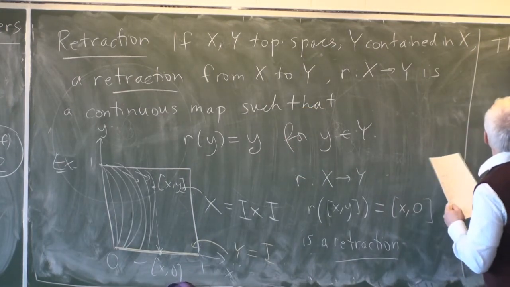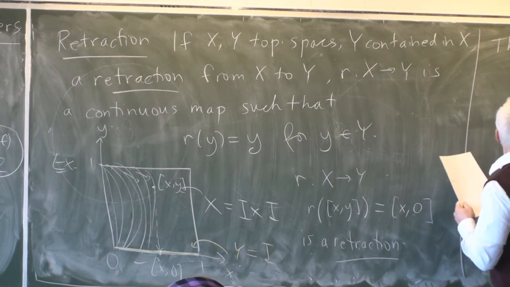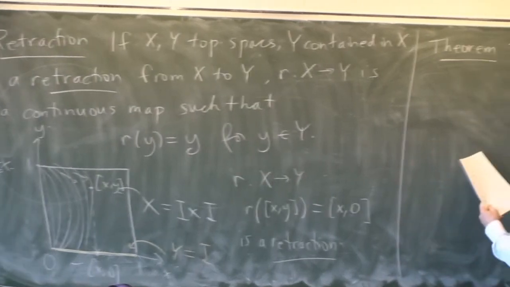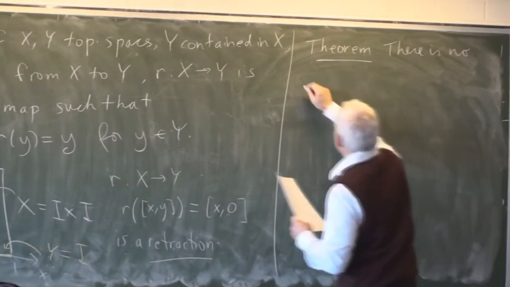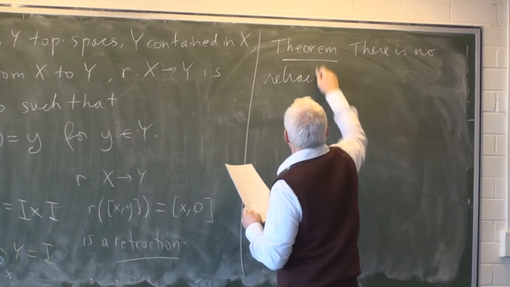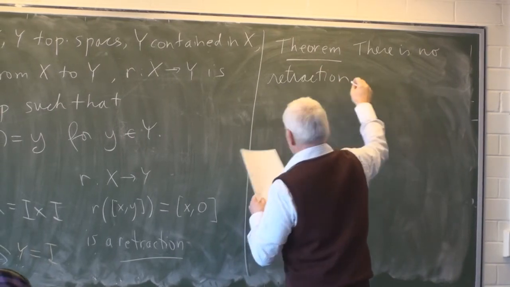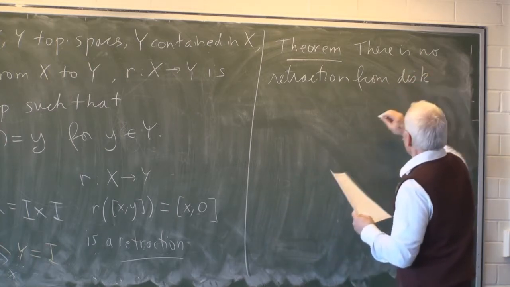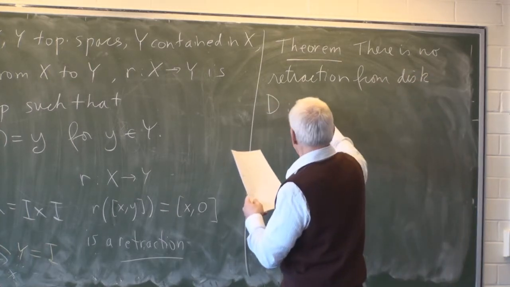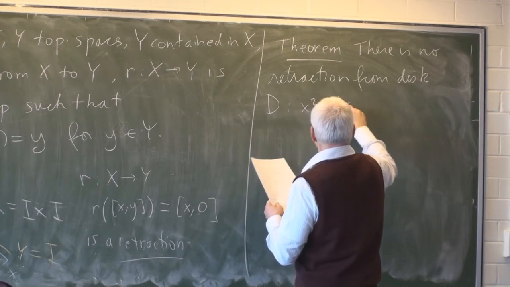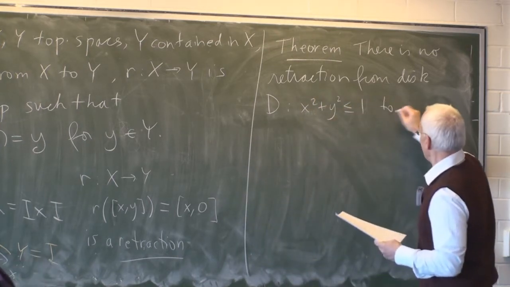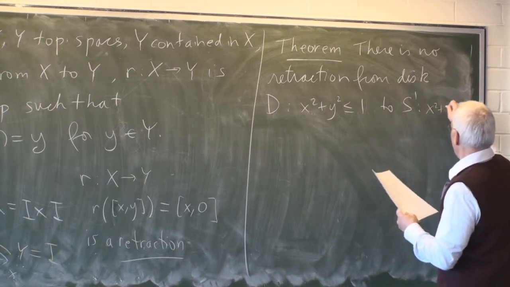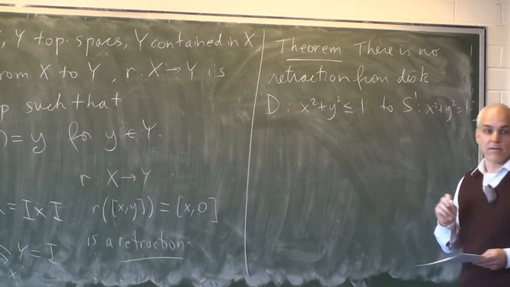All right, so here's a theorem. There is no retraction from the disk D, given by x squared plus y squared less than or equal to 1, to the circle S1, given by x squared plus y squared equals 1.